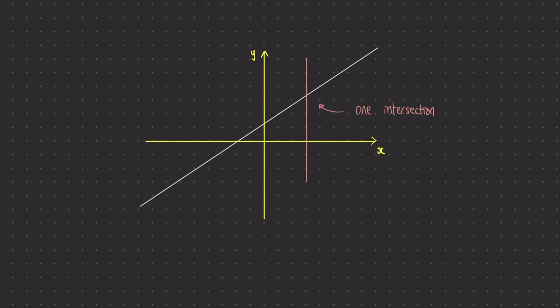If there's only one intersection, it means that we have a mapping that finishes in 1. So it's either a one-to-one function or a many-to-one function. In this case, we can see that one value of x gives one value of y. So this is a one-to-one function.